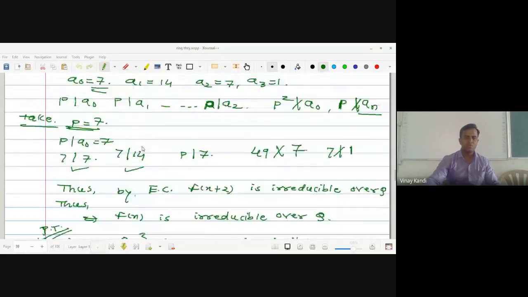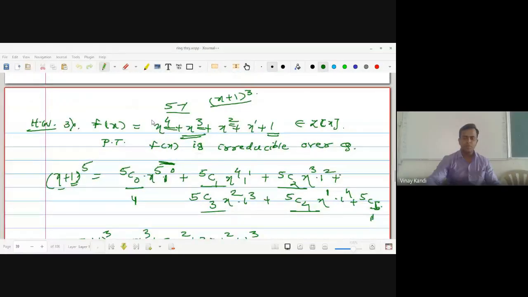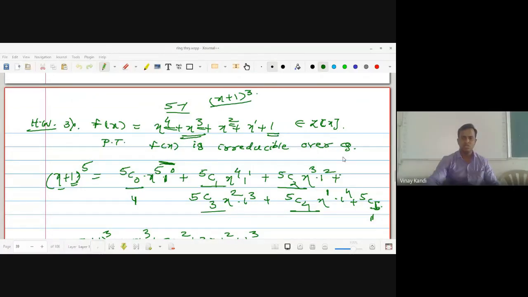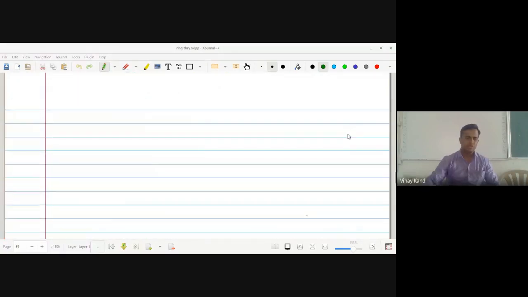Have you solved this example? Yes, sir. Any problem? No, sir. Okay, so f of x is irreducible over Q here. Okay, we will see what the cyclotomic polynomial is. It is one type of polynomial, and that polynomial is called cyclotomic.